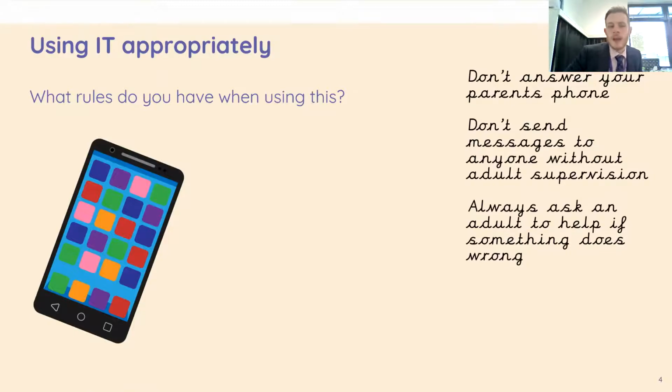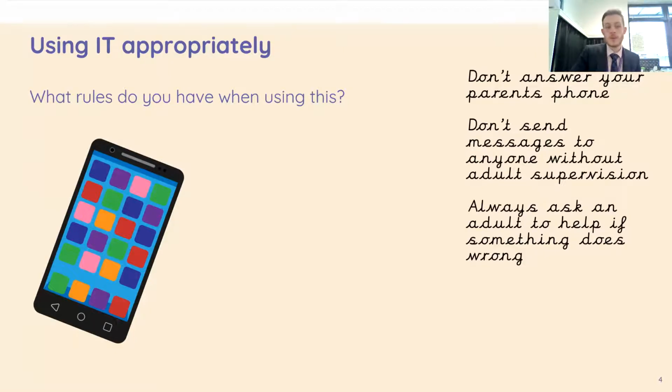What rules do we have when we're using this? Now, this is a phone. What rules might we have when we're using this? Now, you might have some of your own rules at home, and I'm interested to hear some of them, but I came up with a few rules just to give you some ideas. So you might have, you don't answer the parent's phone. If the parent's phone or whoever's phone is at home is ringing, one of your rules might be you don't answer it because you don't know who it is.